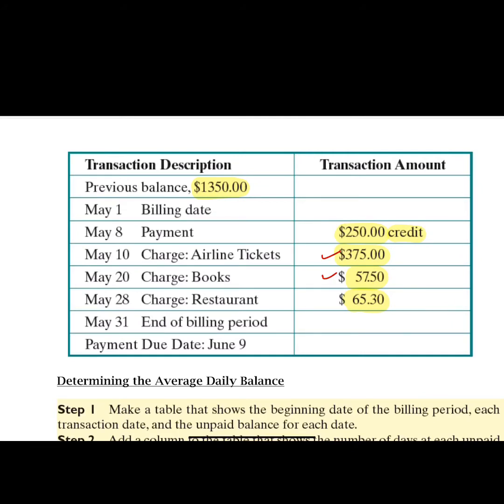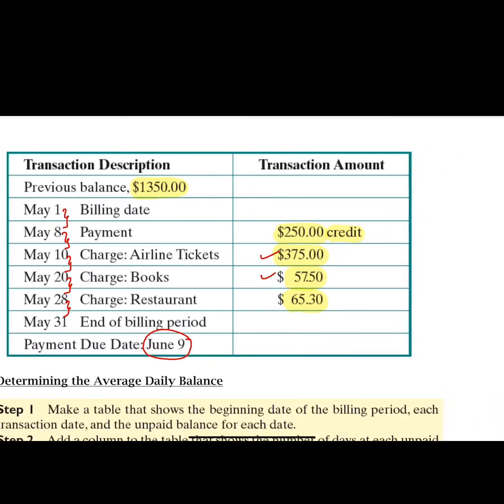So if you look at it, from May 1st to May 8th, there is no charge. May 8th to May 10th, there is no charge. May 10th to 20th, there is no charge. 20 to 28, there is no charge. And 28 to 31st, there is no charge. And the payment is due on June 9th. So let's go ahead and see how this is calculated.